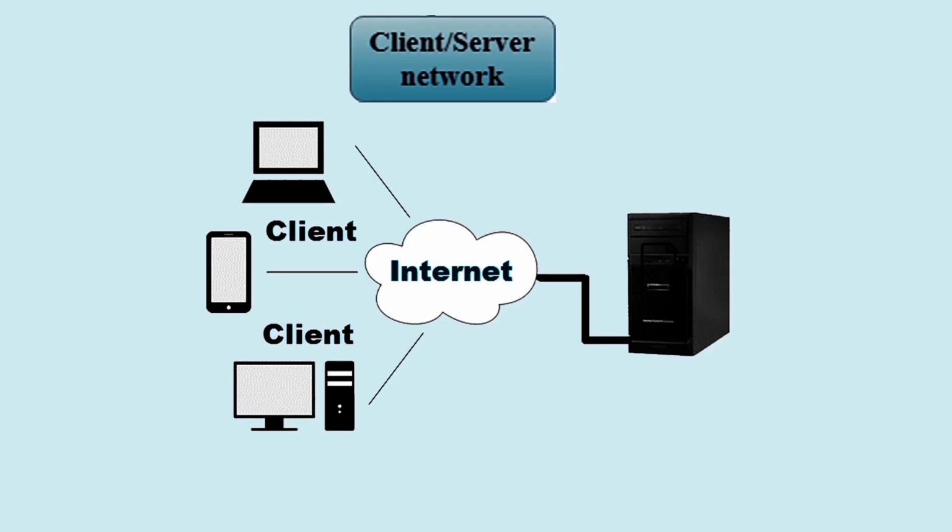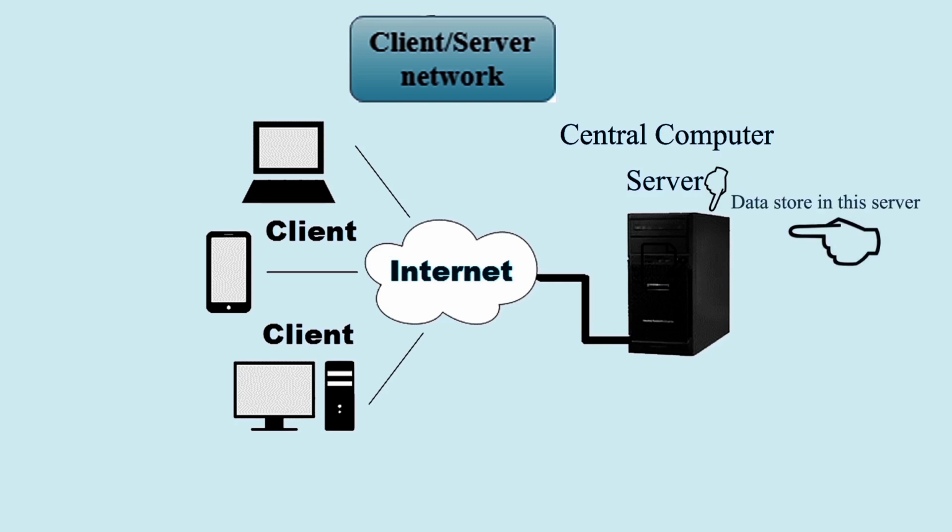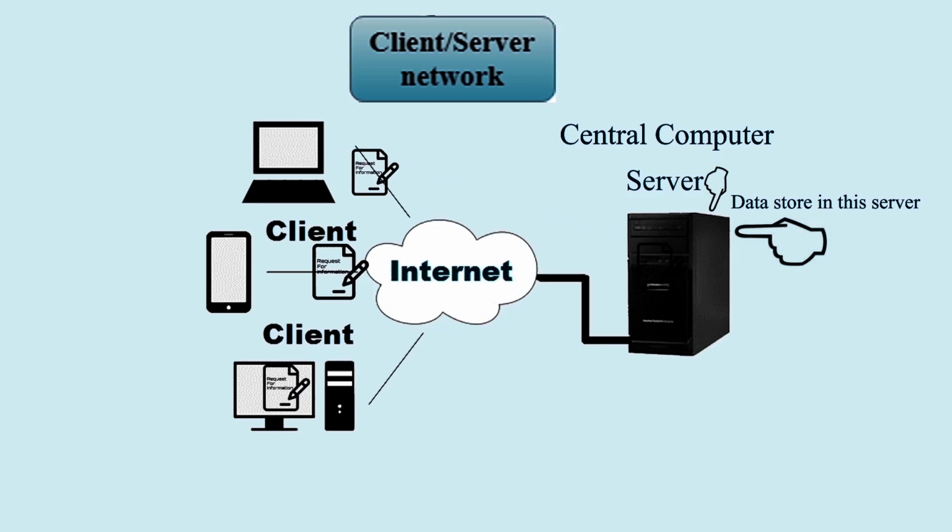In client-server network architecture, there is a central computer. This central computer acts as a server and serves all the requests from client computers. All the data is stored in this server. When a request is made by a client computer, this data is shared with the client computers.